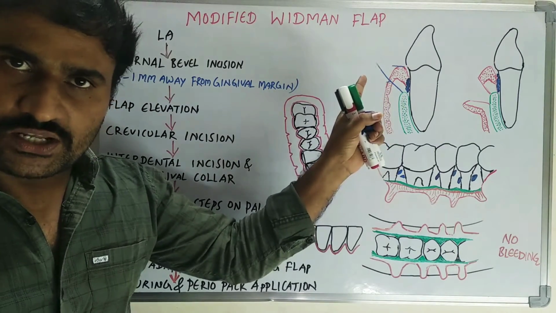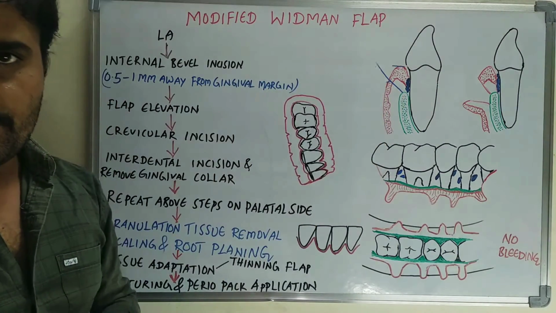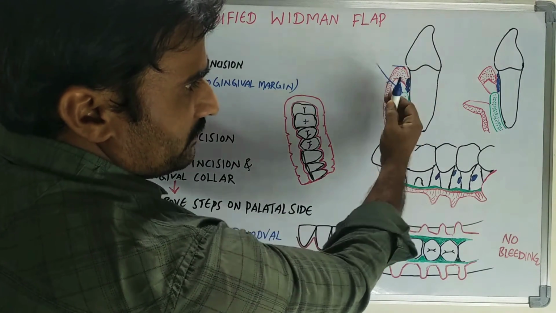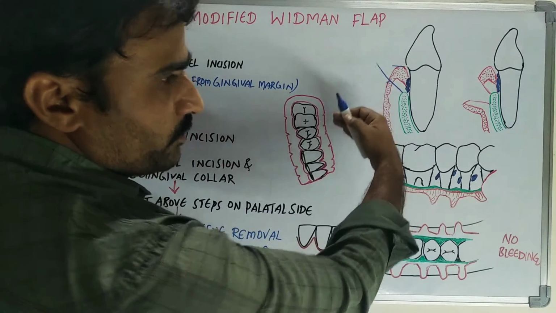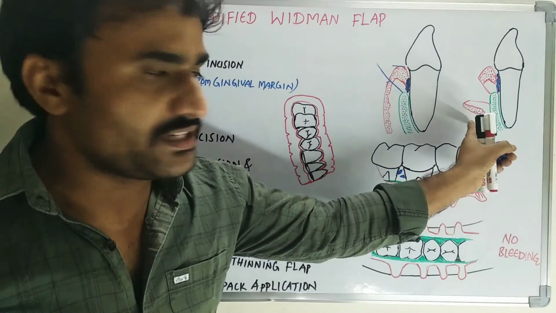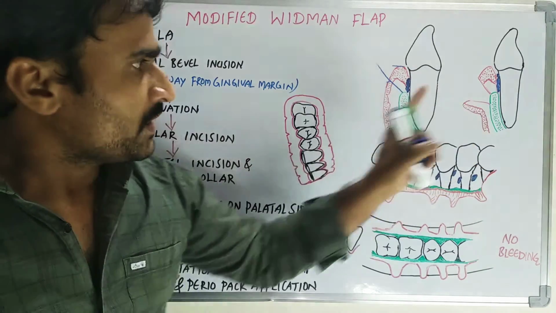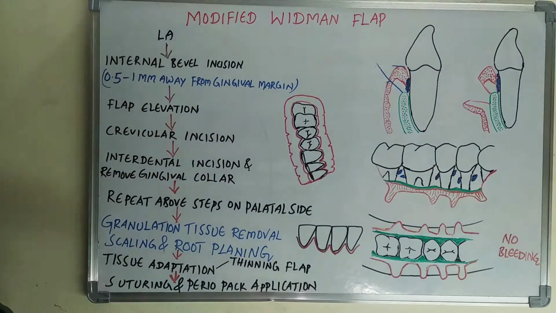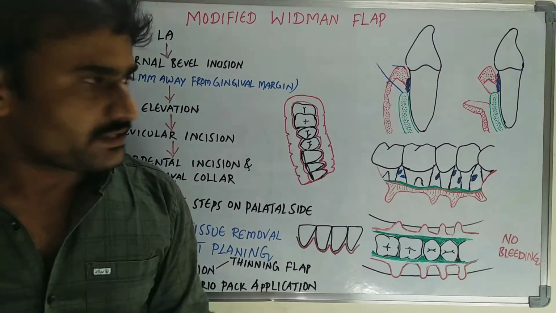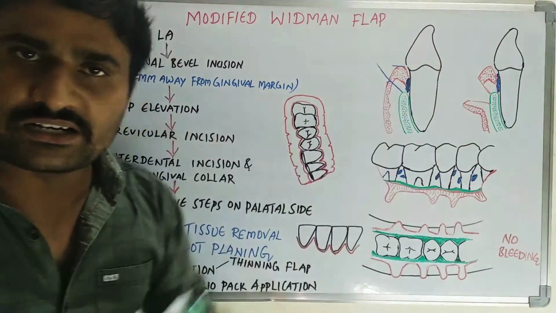With this incision, you can elevate the flap, right? That means the remaining thing, you have to leave this one and you have to elevate the remaining flap, that is full thickness mucoperiosteal flap. You can see here in this diagram, right? So after internal bevel incision, you have to elevate the flap. You can see in this diagram I have elevated a flap.